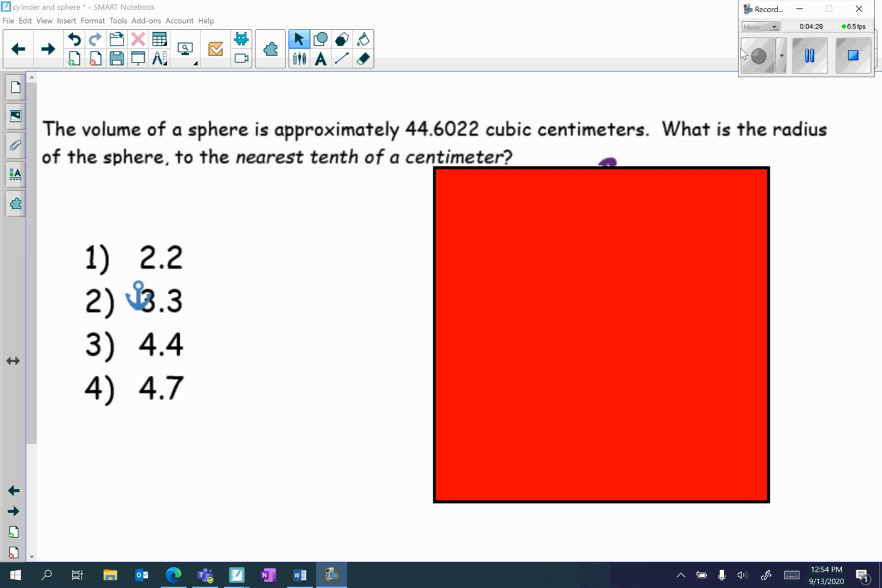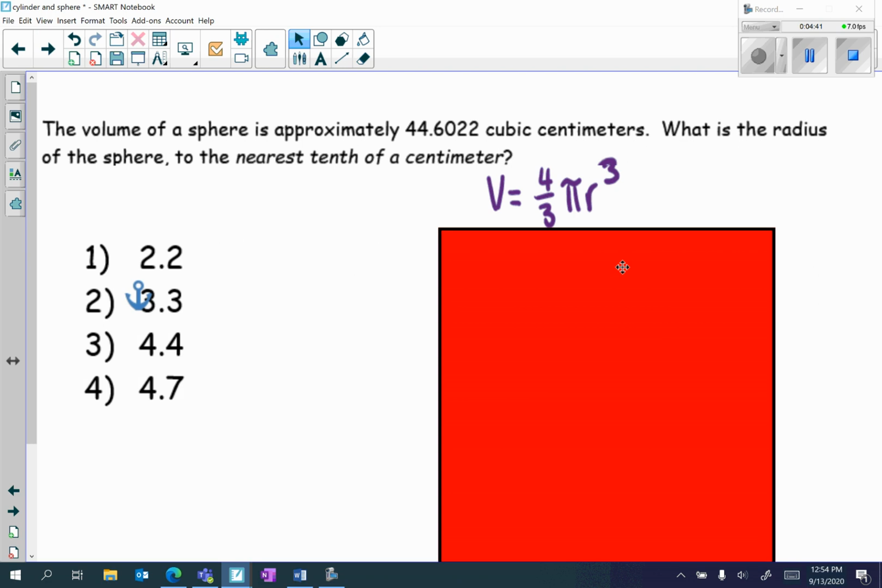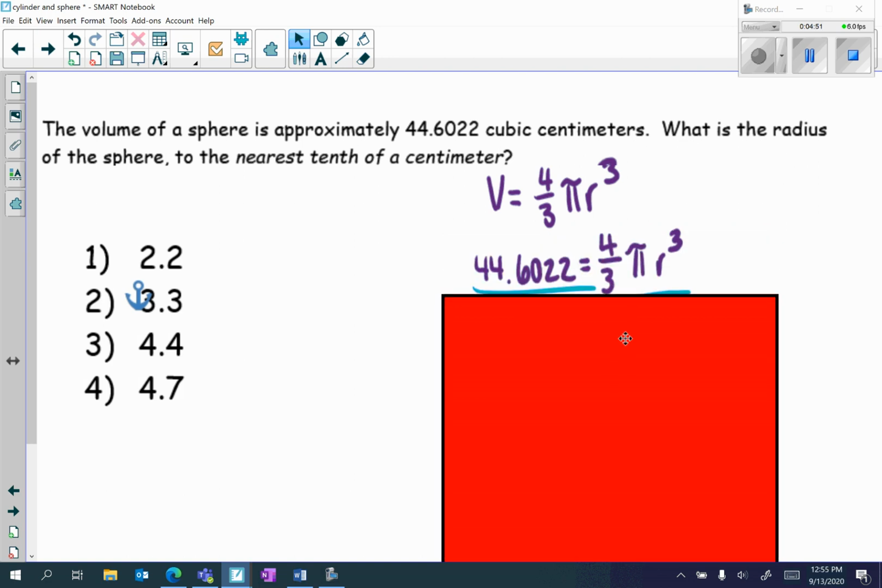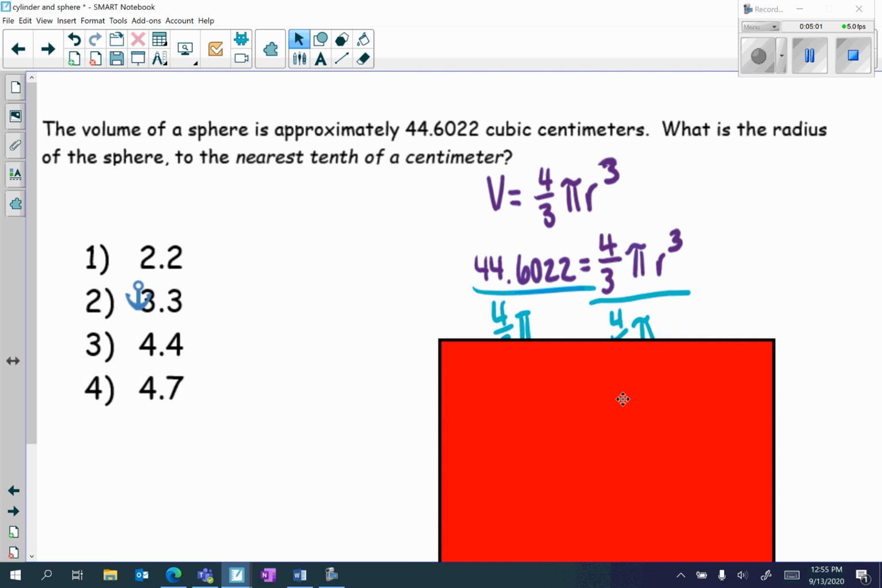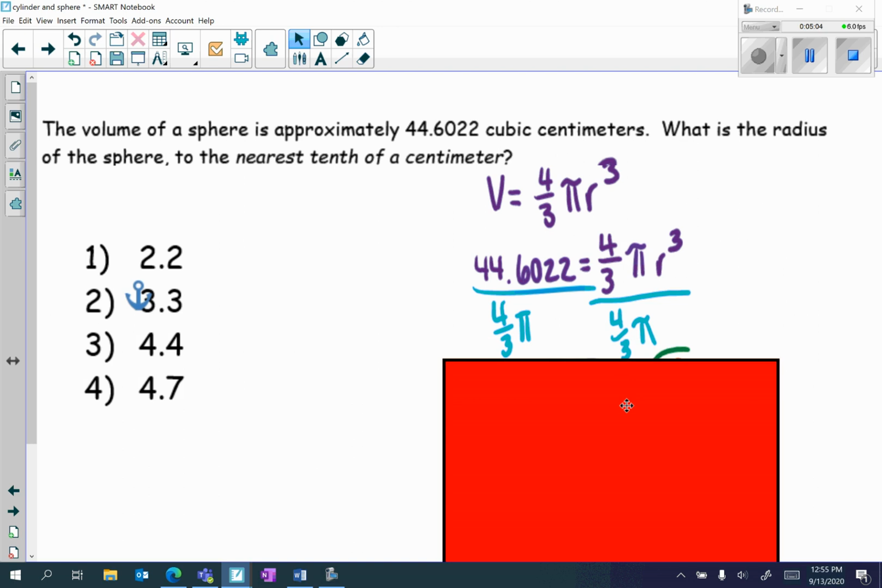The volume of a sphere is approximately 44.6022 cubic centimeters. What is the radius of the sphere to the nearest tenth of a centimeter? So the first thing we're going to do is write down the formula for volume of a sphere, 4/3 pi r cubed. Now we know that the volume is 44.6022. Substitute that in for V. We are looking to find the radius, so we leave that as r cubed. Now we have to get everything away from r in order to solve for it, so we're going to divide both sides by 4/3 pi.